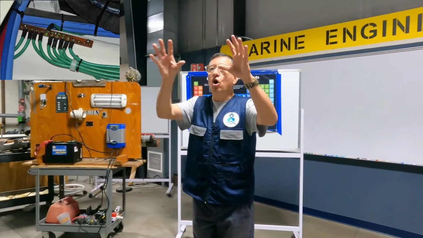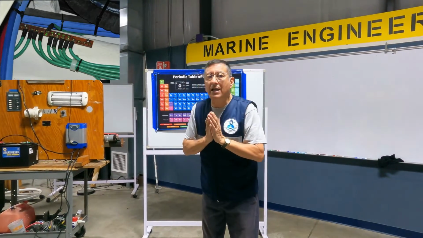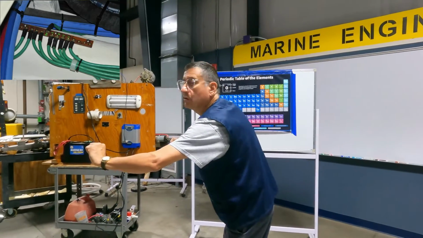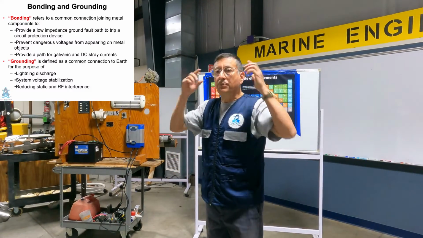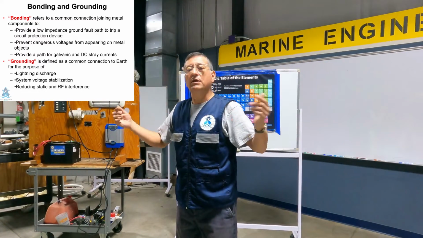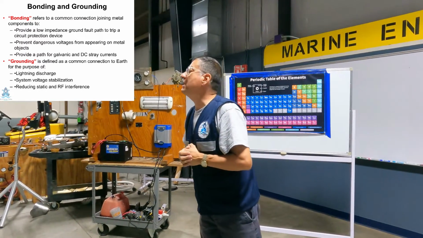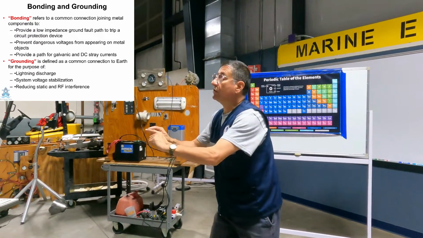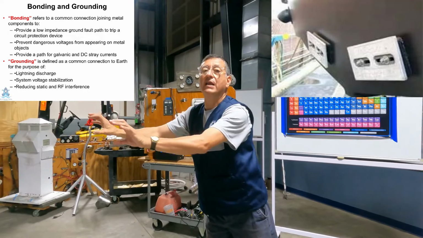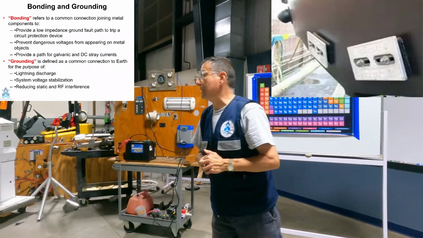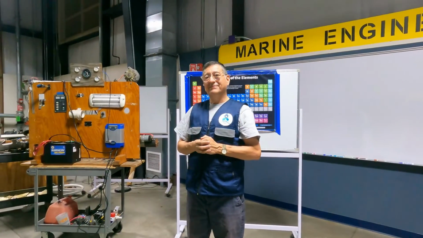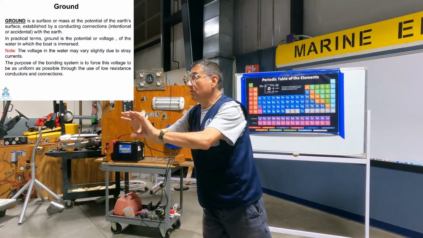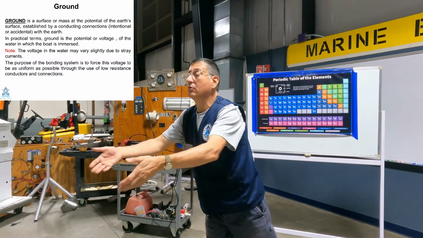But you need to connect all the metallic elements internally in your boat with a common conductor. The process of connecting all the metallic elements with that conductor is the bonding. And after that, that conductor will be connected externally with the sacrificial anodes. This is grounding. And the connection, the relation between those anodes, the water and the ground, this is the ground.